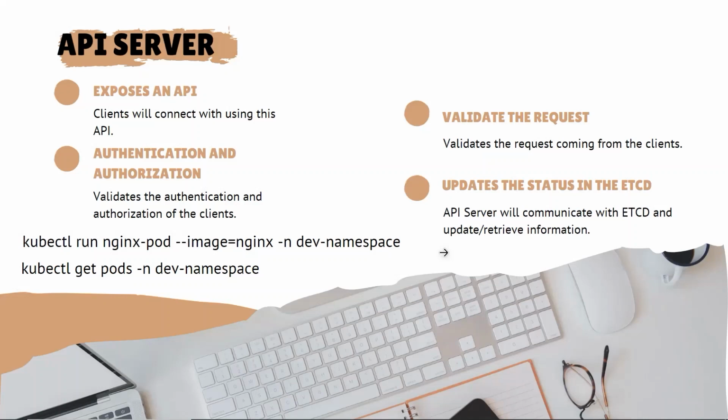I'll be running kubectl delete pod. And once the pod is deleted, API server is responsible for updating the status in the etcd, saying that this pod is deleted. Right? So in summary, the API server will expose us an API using which all the developers, administrators, and the clients will connect to the Kubernetes cluster. And this API server is responsible for verifying authentication and authorization as well as validating the requests. And it is also responsible for updating the status in the etcd.